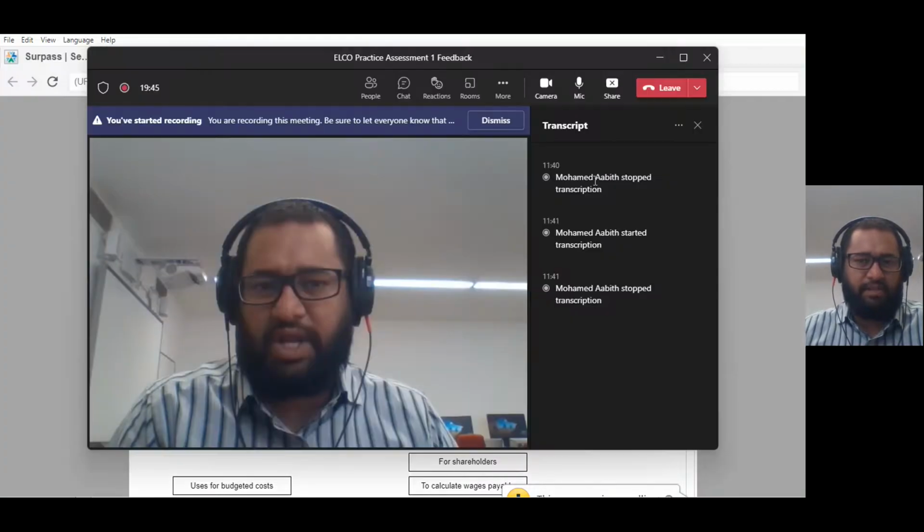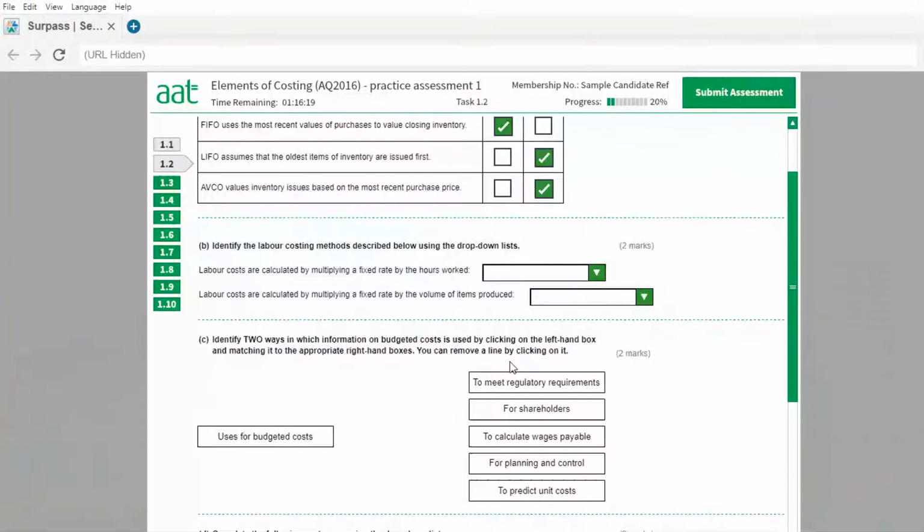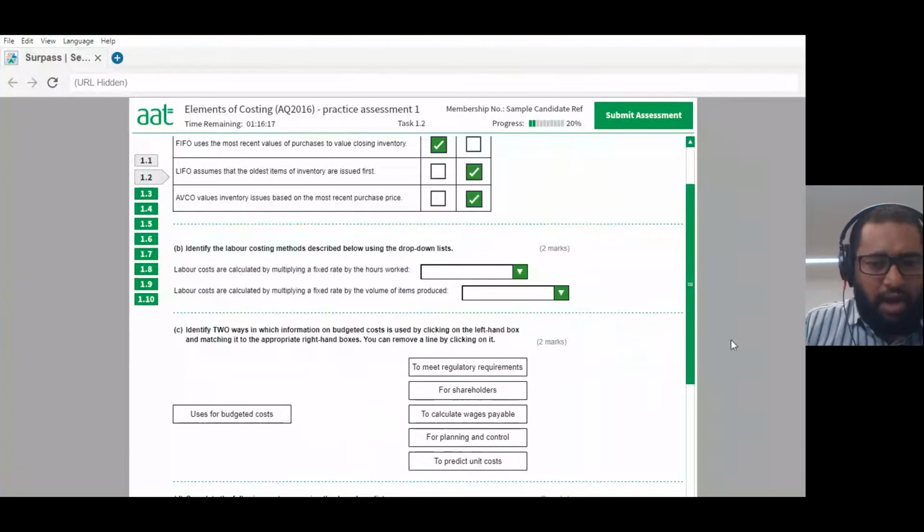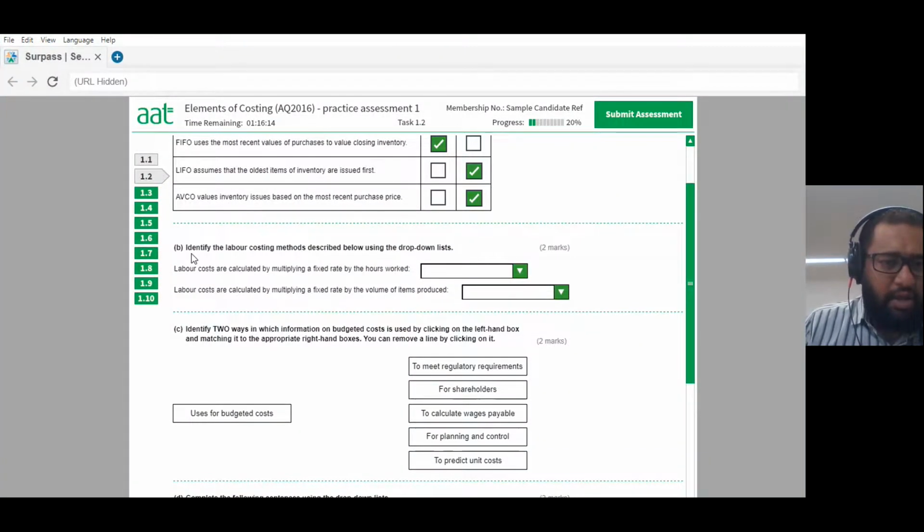Okay, so let me go back to Teams again and share. Okay, now move on to the next one. They're asking what sort of method it is. Labor costs are calculated by multiplying a fixed rate by the hours worked.